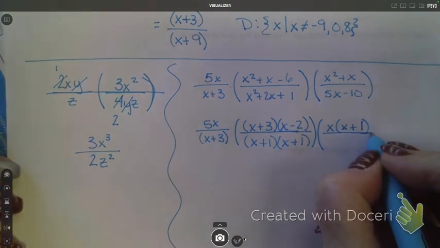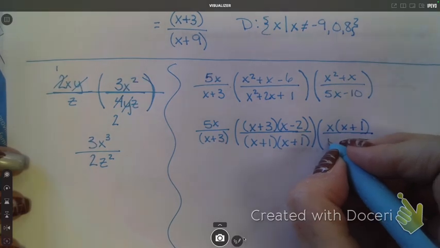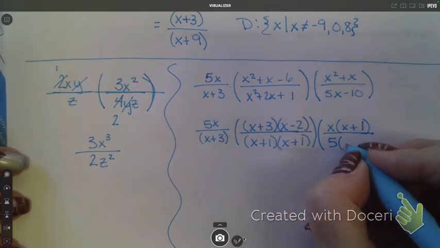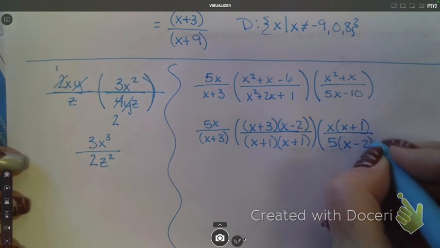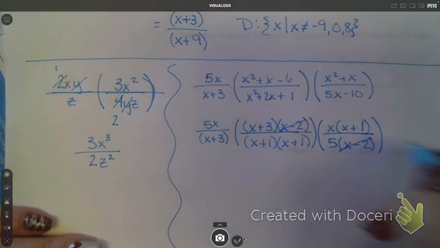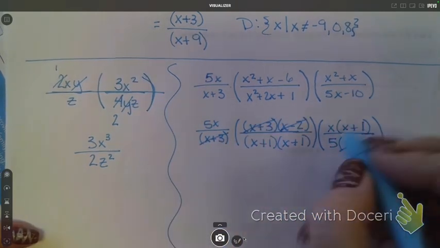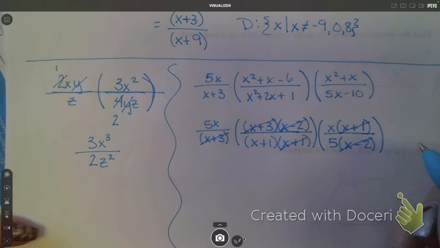Over x squared plus 5x, and then x minus 2. Okay, so how can I reduce? I move up and down diagonally. You take the x minus 2 and the x minus 2. So we got x minus 2, x minus 2; x plus 3, x plus 3; x plus 1, x plus 1. And only one of them, right? Yep.